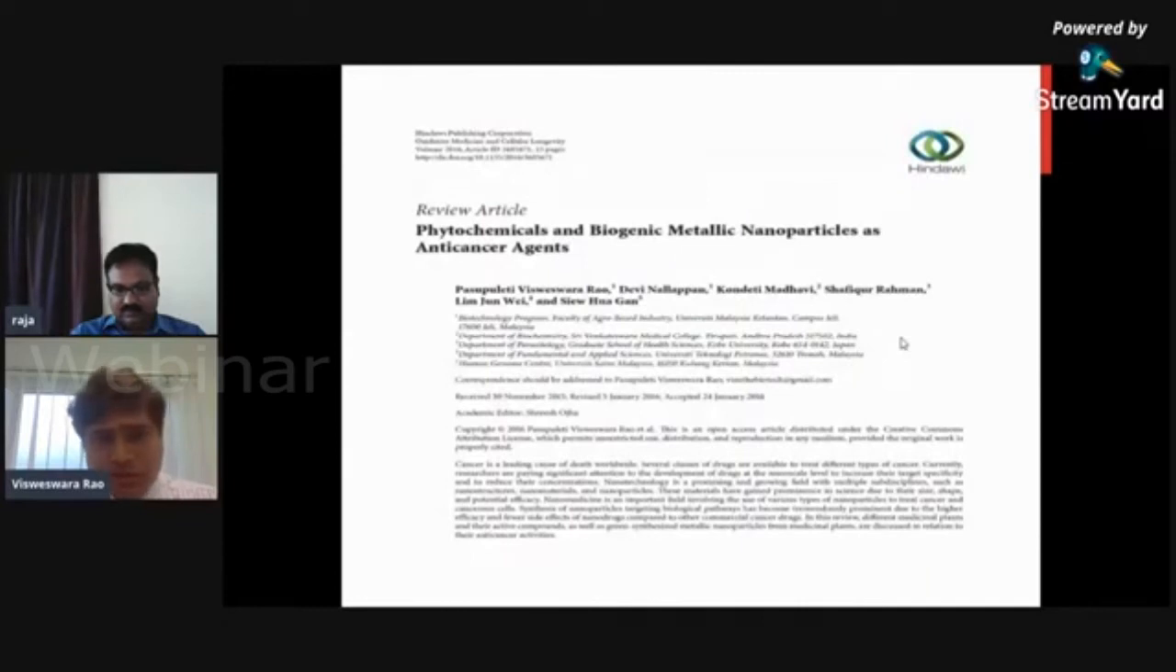This was a review article in which we clearly depicted the exact mechanisms of anti-cancer agents, how exactly the nanoparticles act through different pathways, through apoptosis or through anti-inflammatory or other COX pathways.